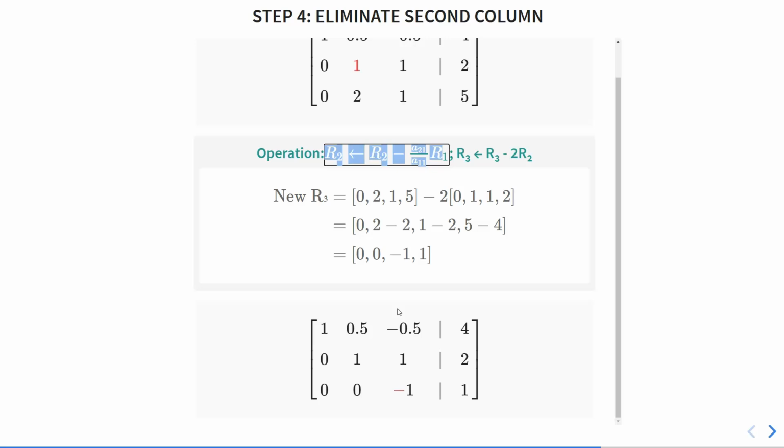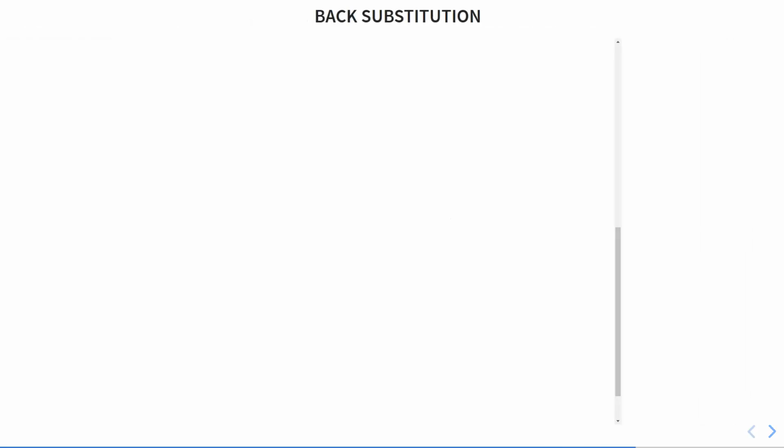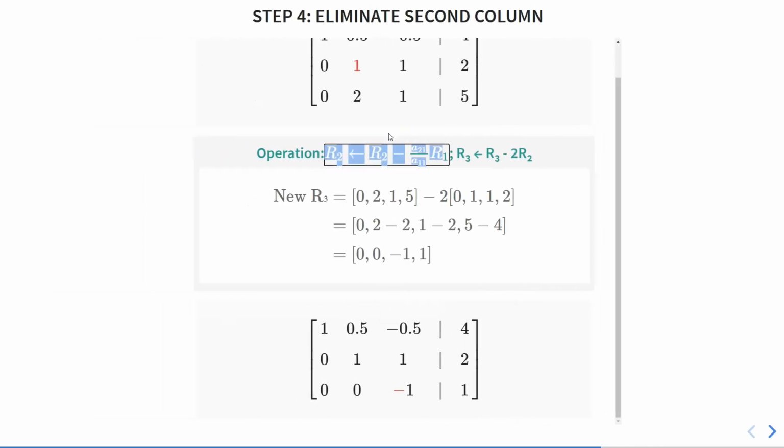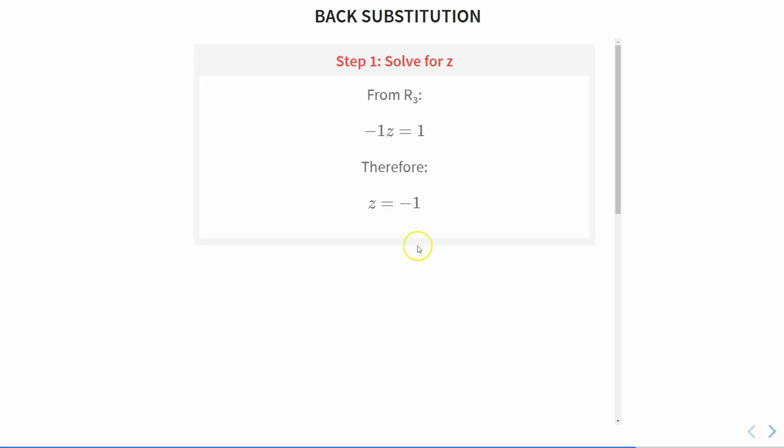From this back substitution, I'll get the x, y and z values. First, from R3: minus 1 z equals 1, because we have to start from the third equation. Here x is 0, y is 0, so minus 1 z is equal to 1, which means z is equal to minus 1.